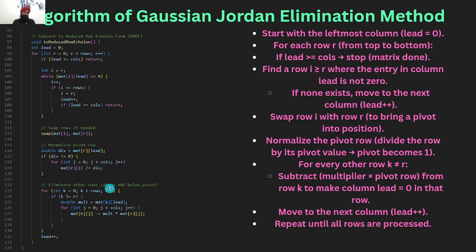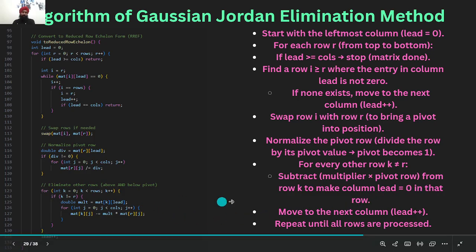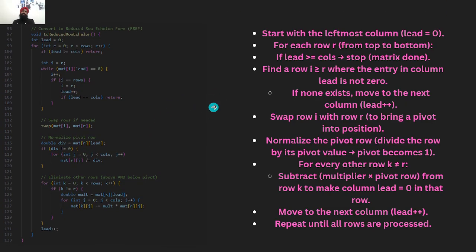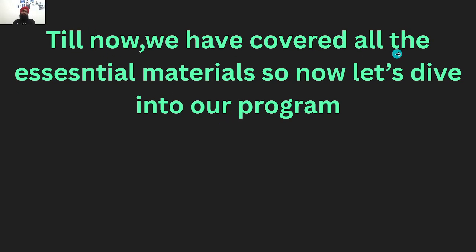Here we use k equals 0, so k less than rows, just to make sure that we don't subtract a row from itself. It just means if k equals 1, then it is row 2. And we make sure that it doesn't subtract itself from itself. So k is not equal to r. This is the difference we make, and all the things are the same. Now for every time k is not equal to r, subtract multiplier times pivot row from row k to make column lead equal to 0 in that row, and then move to the next column using lead plus plus and repeat all of this process until all the rows are processed. Now till now we have covered all the essential materials, so now let's dive into our program.